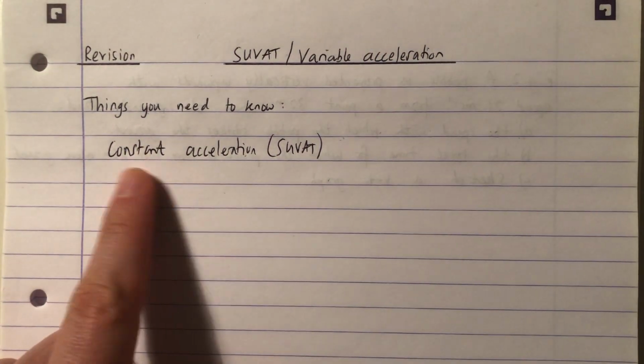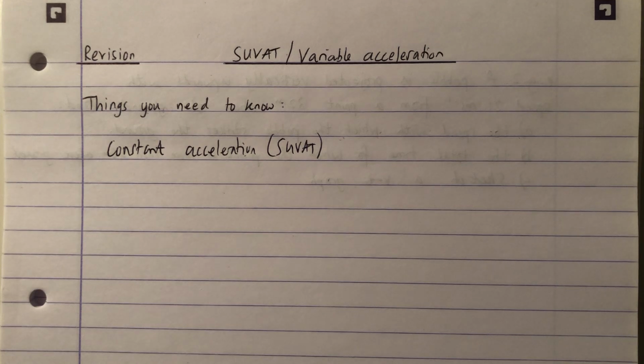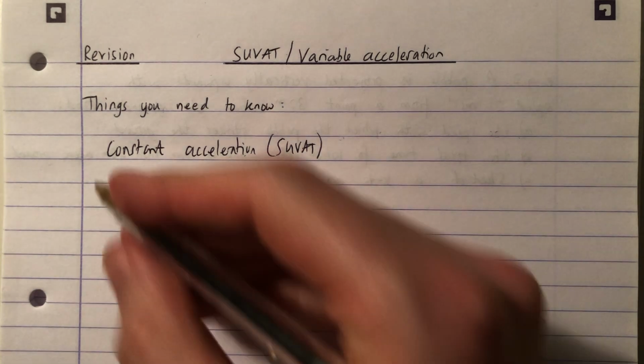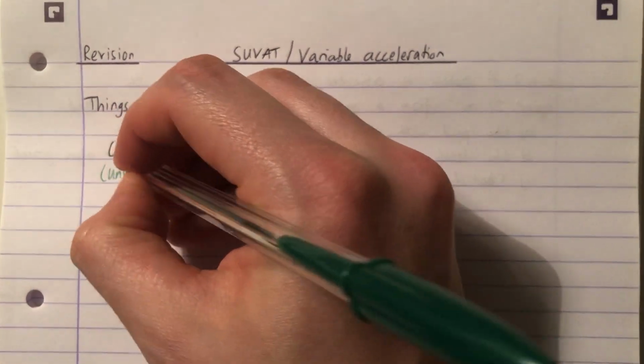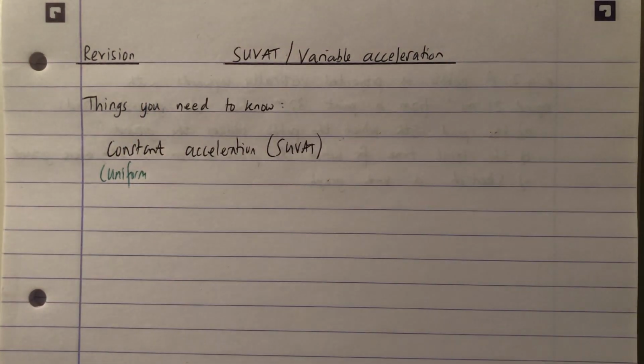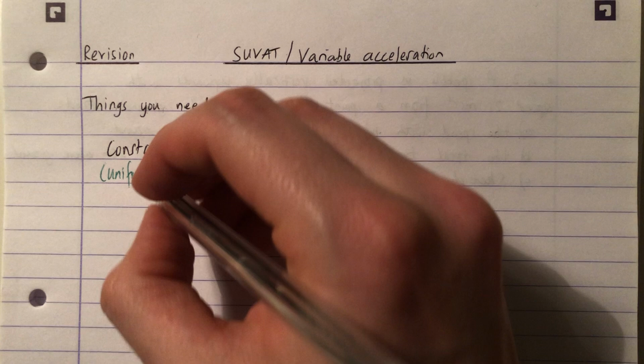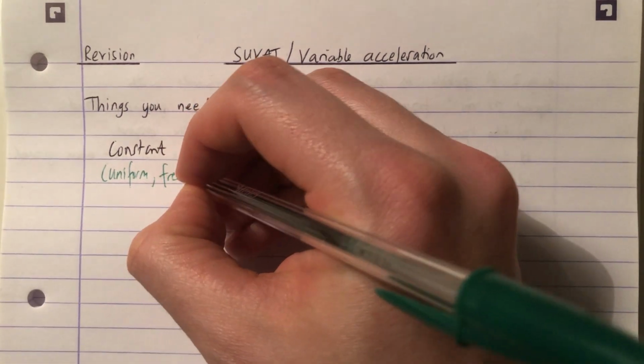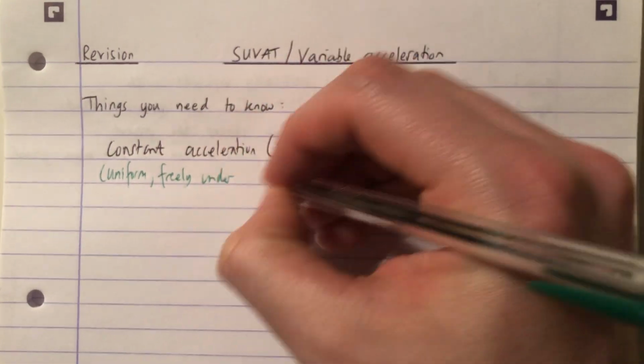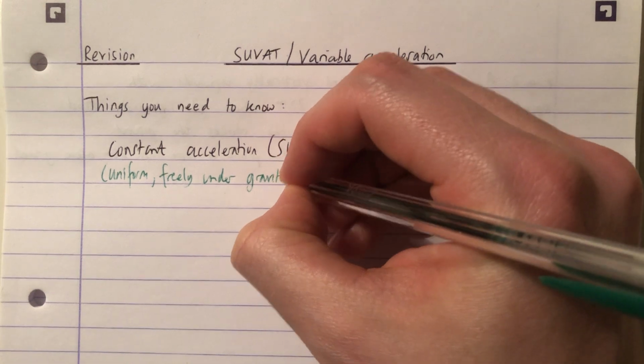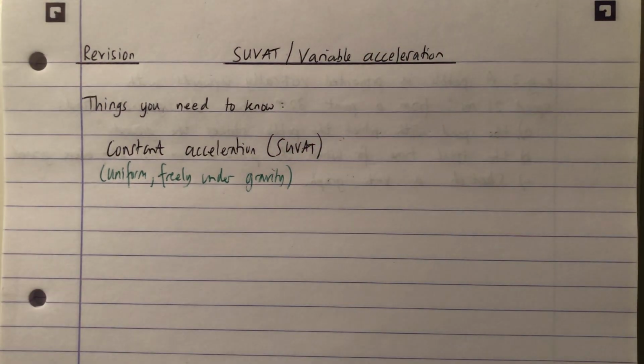If you see the word constant acceleration, you know that's going to be a SUVAT. We also use the word uniform acceleration, that would be a SUVAT question. And maybe if something's moving freely under gravity, vertical motion, that would be a SUVAT question.